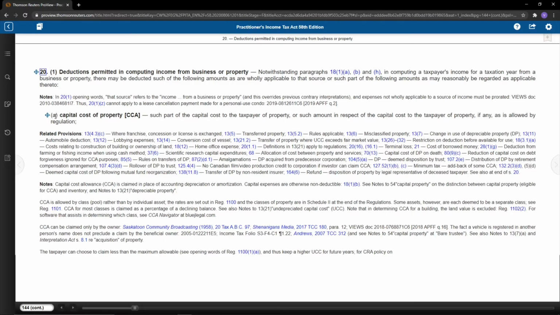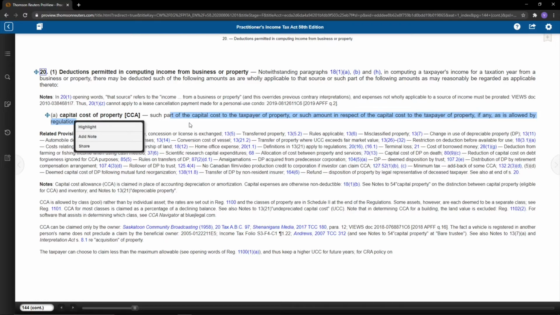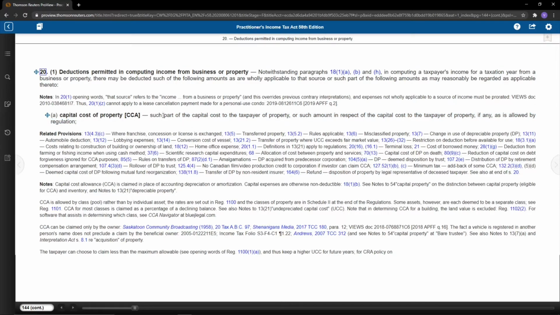And the very first one is paragraph A, capital cost of property, often referred to as CCA, or capital cost allowance. Such part of the capital cost to the taxpayer of property, or such amount in respect of capital cost to the taxpayer of property, if any, as is allowed by regulation. So a few things there. First, we can't necessarily deduct everything. It's a part of the capital cost, and it has to be allowed by regulation.